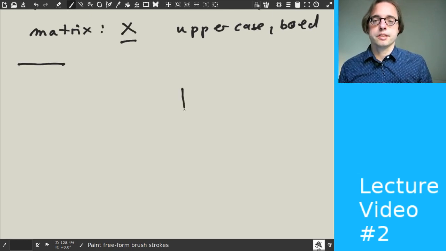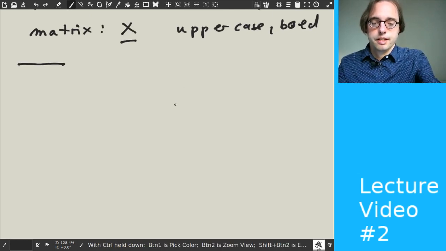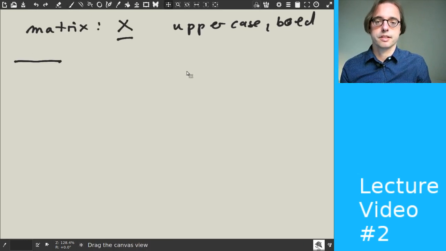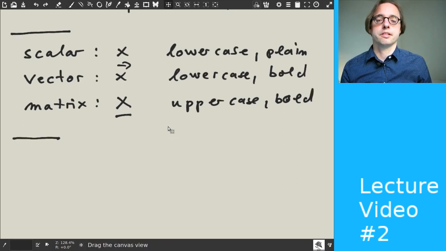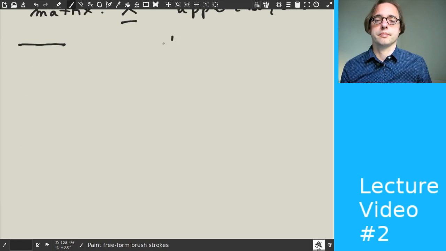One last remark: since we reserve lowercase and uppercase for distinguishing vectors from matrices, we can't really use it to distinguish random variables from their realizations. So whether a matrix is random or a vector is random, that needs to be considered from the context. But as I said, this is a standard notation, and we follow this notation here as well.